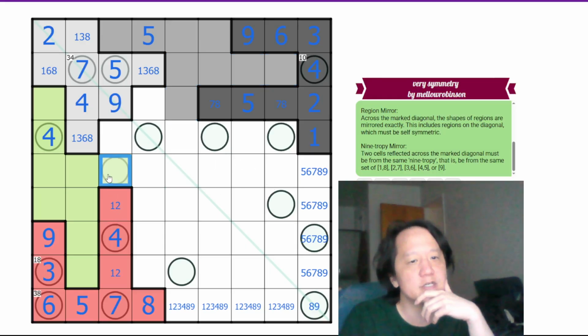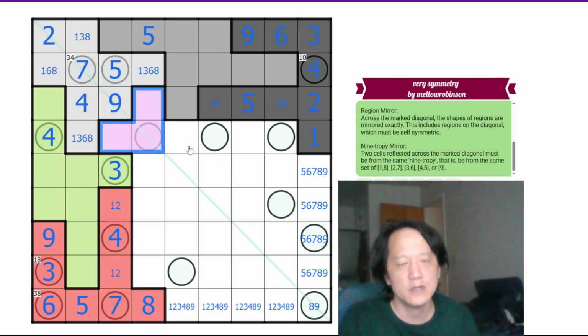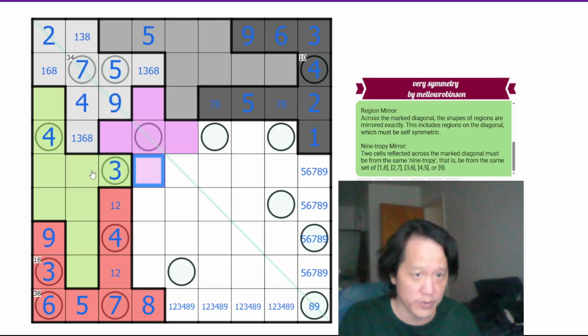And this sees 3 cells. So that's done. And this is done as a region. This is done as a region. This has to be all part of the same region because it must be symmetrical. It must exit symmetrically. So it must exit that way.